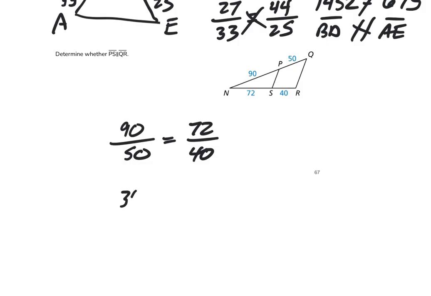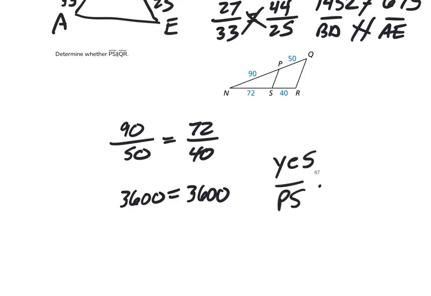90 times 40, 3,600. That one shouldn't be too bad to do. 9 times 4 is 36, add 2 zeros. 72 times 50. Okay. So we would say yes, PS is parallel to QR.